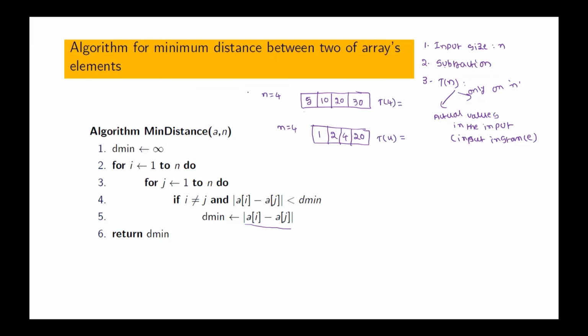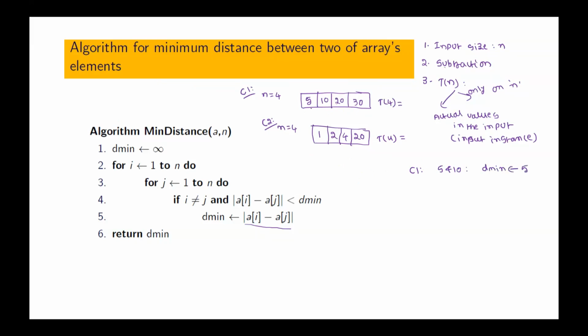In the first case, this is case 1, this is case 2. What is T of 4 in the first case? Case 1: first 50 and 10, their difference is calculated now. So what is D minimum that we get? D minimum is 5, correct?